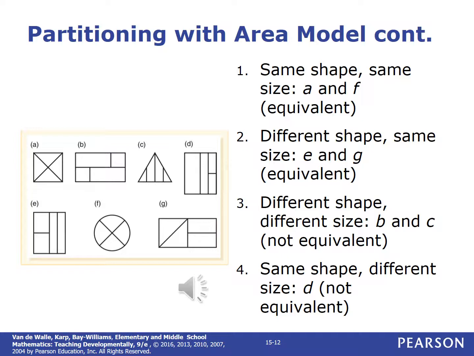You would want students to think even further to tell why B, C, and D are not representing fourths. In B, we have both different shapes and different sizes, and the same goes for C. In D, students could see that even though they're all rectangles, they're all different sizes. You would want students to explain their rationale.